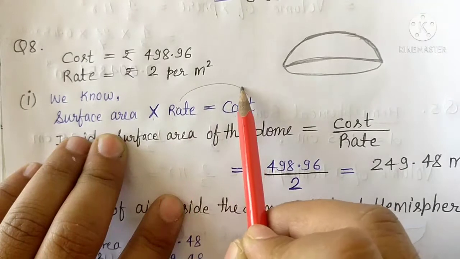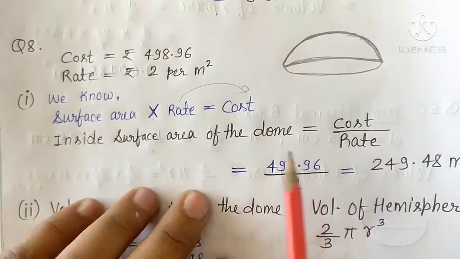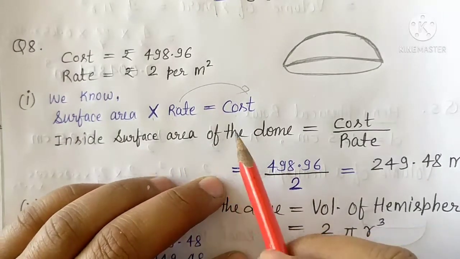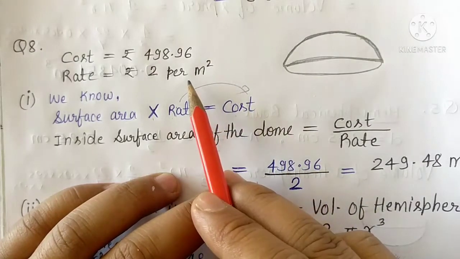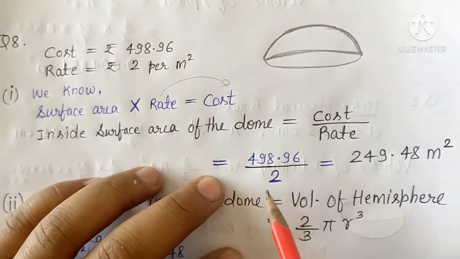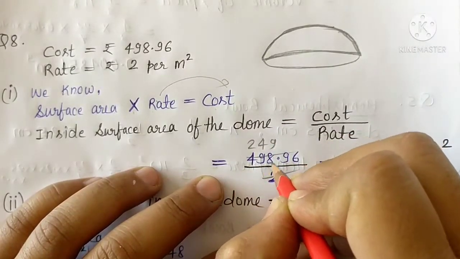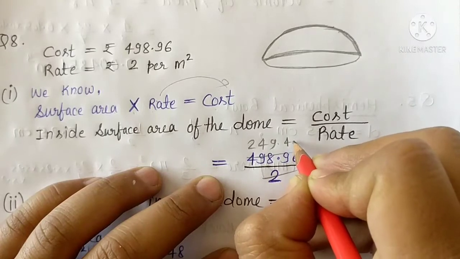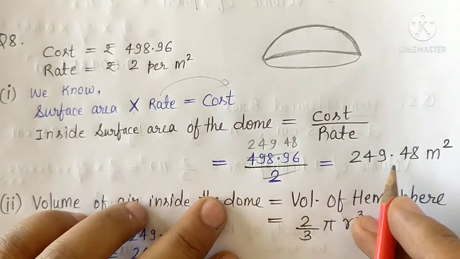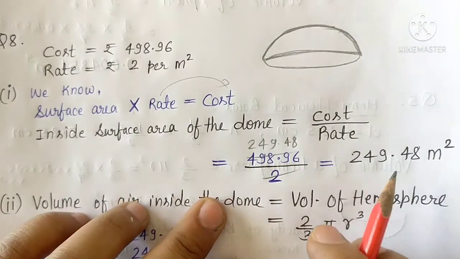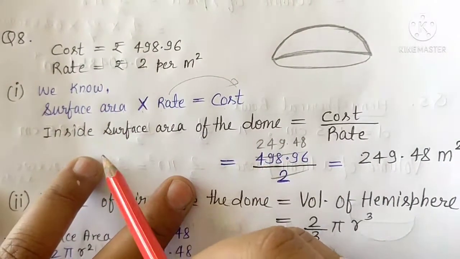When it goes to the right-hand side, it will come as cost upon rate. It means it will go in divide form. So cost upon rate is the inside surface area of the dome. Cost is given as 498.96, which we have written upside, and rate is given as 2 per meter square. Dividing by 2: 2 2s are 4, 2 4s are 8, 2 9s are 18, then the point is there, 2 4s are 8, 16, then 2 8s are 16. So it comes 249.48 meter square. This is our inside surface area of the dome. So on the basis of cost and rate, we have found the surface area.